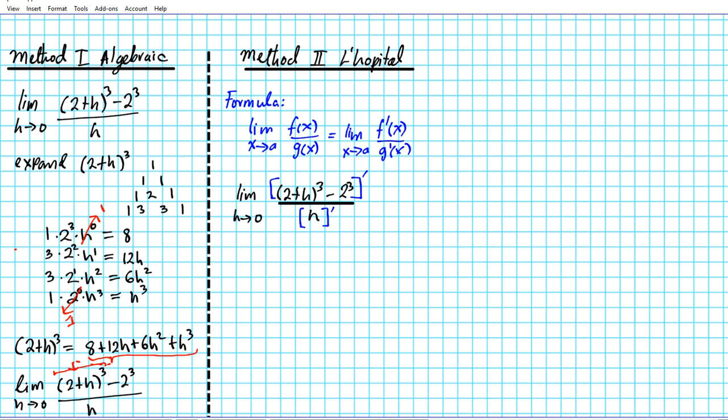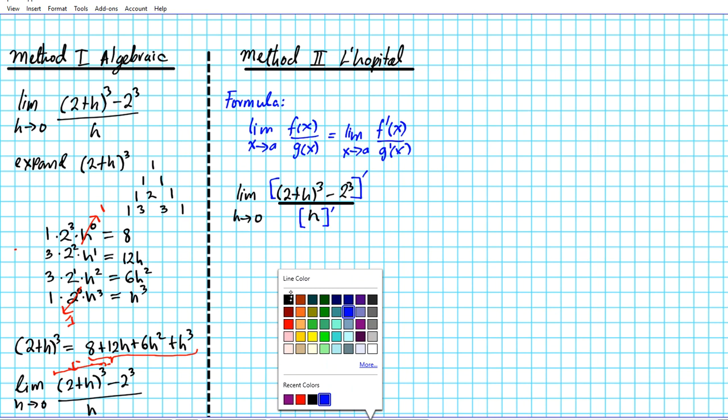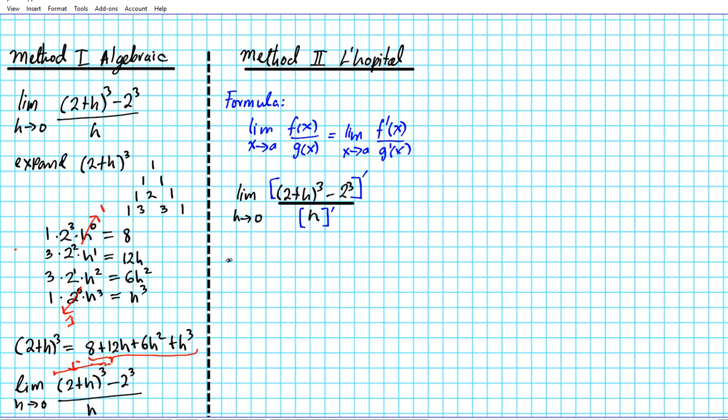Alright, applying the properties of limits, this could be broken down using the sum and difference rule into the limit as h approaches 0 of the derivative of (2 plus h) to the third, minus the derivative of 2 to the third, and then divided by the derivative of the denominator, which we differentiate separately. We're differentiating with respect to h in this problem.